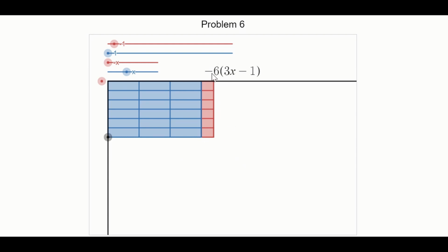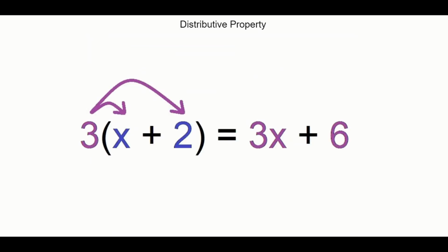Now, I don't want just 6 regular groups, I want 6 negative groups. So what's going to happen to all of my tiles? When I make a negative group, all of these are going to flip signs. So all the positives turn to negatives, and all the negatives turn to positives. After making negative groups, in total I have 18 red rectangles, negative 18x, and I have 6 positives, plus 6. So our final answer is going to be negative 18x plus 6. When we're doing the distributive property, we're trying to make equal sized groups of objects. So each object inside of the parentheses is going to get multiplied by our coefficient.